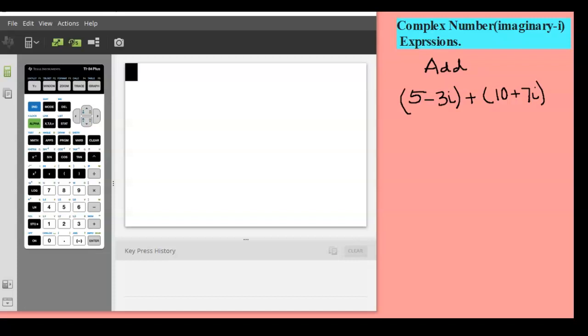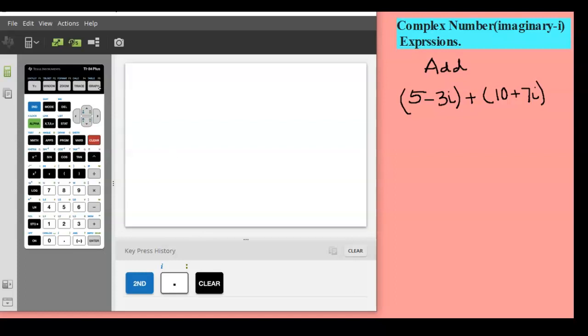Today we're going to look at how we can use a TI-84 to do complex number addition, subtraction, multiplication, and division. To find your i, you go to second, and then the period brings the i. So that's how we will be using it.